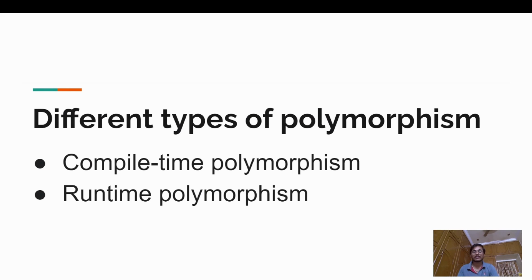Polymorphism is divided into two types. One is compile time polymorphism and the other is runtime polymorphism. Actually, the reason polymorphism is divided into two types is because for execution of any Java program, the Java compiler executes it in two stages. One is the compile stage and the other is the runtime stage. So polymorphism is also divided into two types: compile time polymorphism and runtime polymorphism.